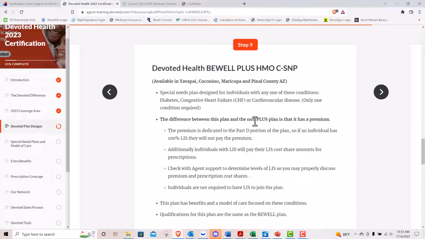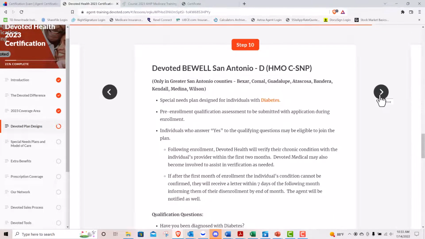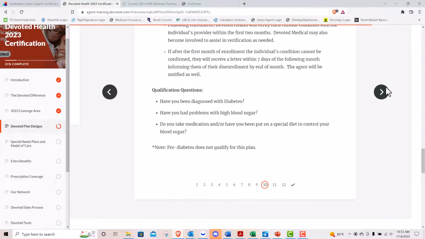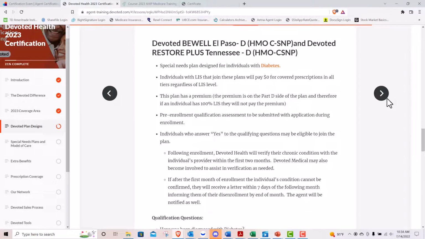Be Well Plus HMO CSNP. So this is in different counties of Arizona, and it's for the same 3 conditions. This plan does have a premium though, it looks like, so might be a little bit more comprehensive. Alright. Be Well San Antonio is probably the same thing, except this plan is only for diabetes. The HMO CSNP. Diabetes again for Tennessee.